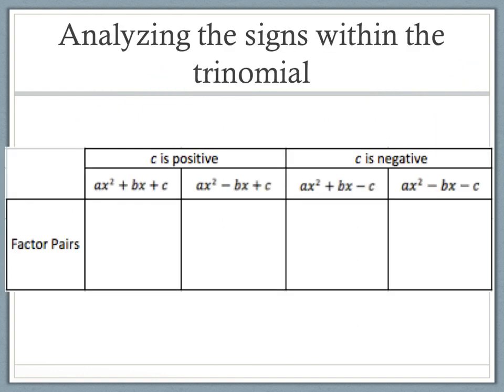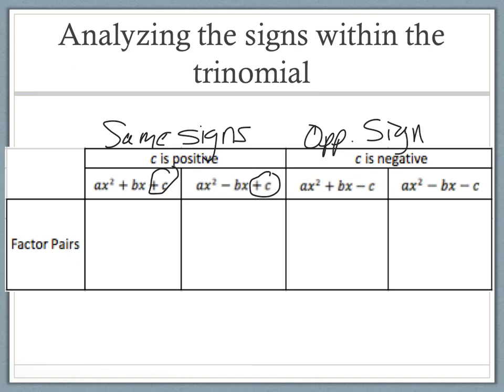Okay guys, here's kind of a way to look at our trinomials and figuring out what signs are where. Sometimes you can just think about the numbers, but if not, this is kind of a little helpful thing. If c is positive, we're going to have the same signs on our two factor pairs. If c is negative, we're going to have opposite signs. So once I figure out if it's going to be the same or opposite, then we're going to look at our b term. If b is positive, they're both positive.